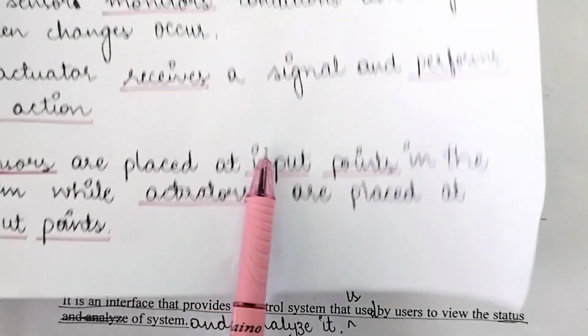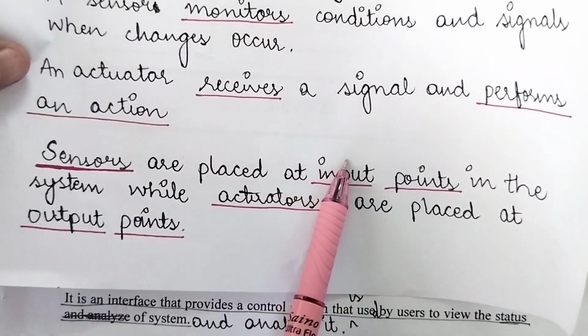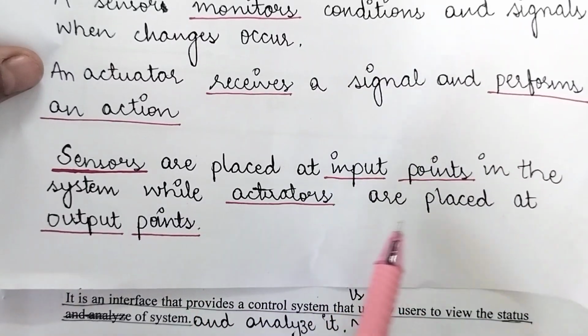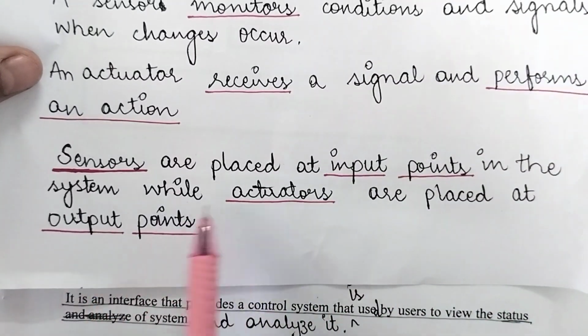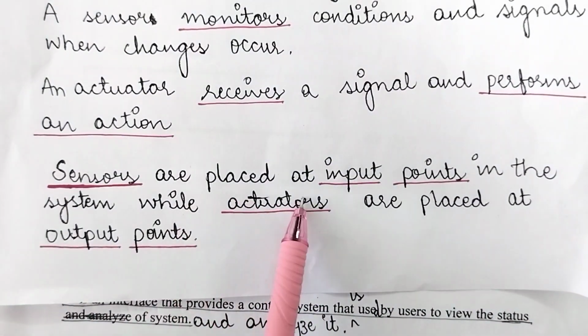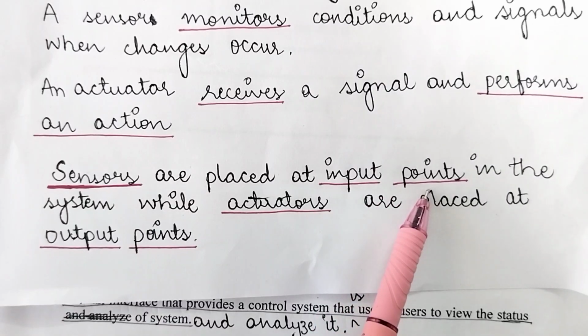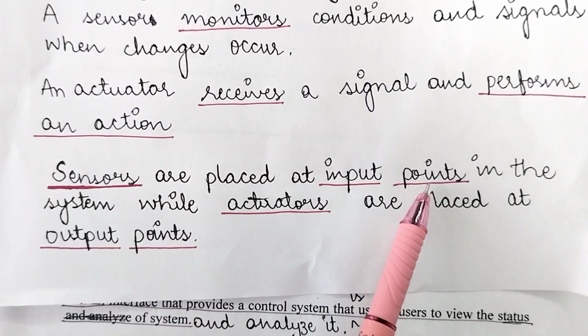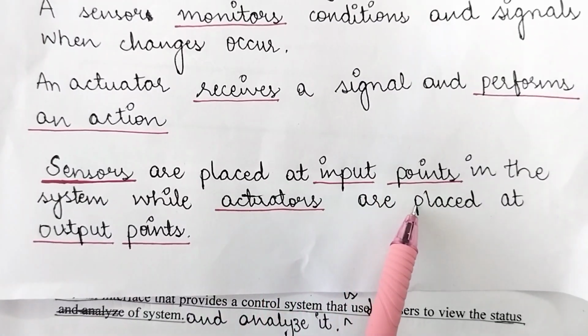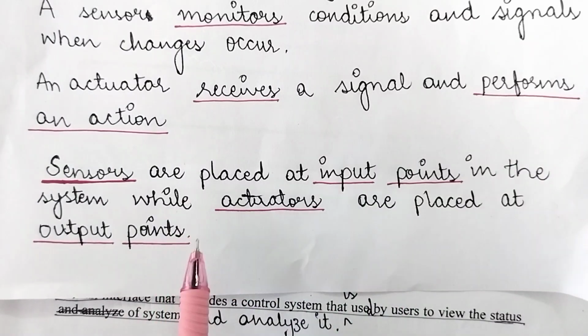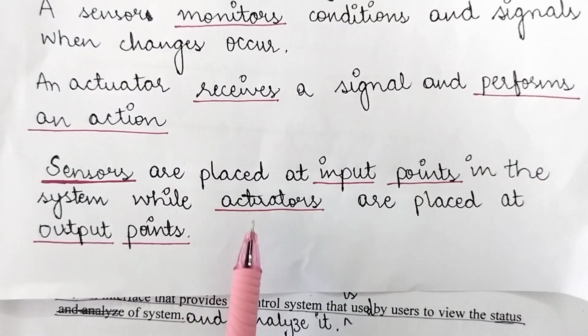Sensors are basically placed at the input points in the system, while actuators are placed at the output points. Sensors are placed at the input points where they sense any phenomena or condition, and actuators are placed at the output points to take an action as per the signal received.